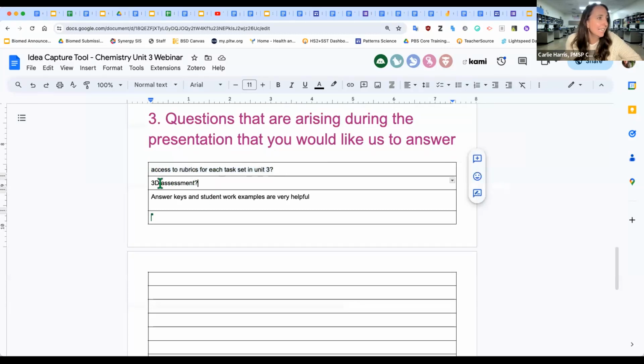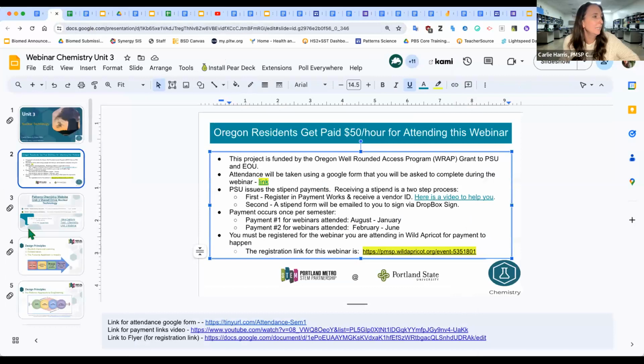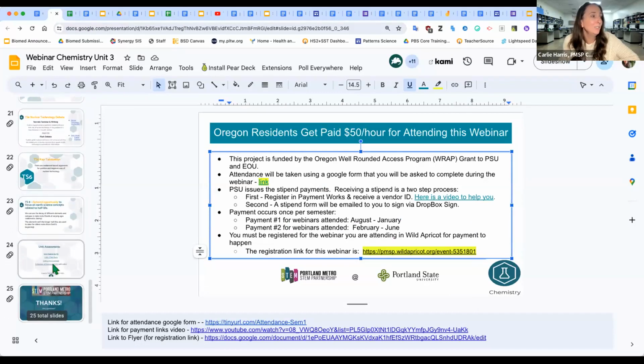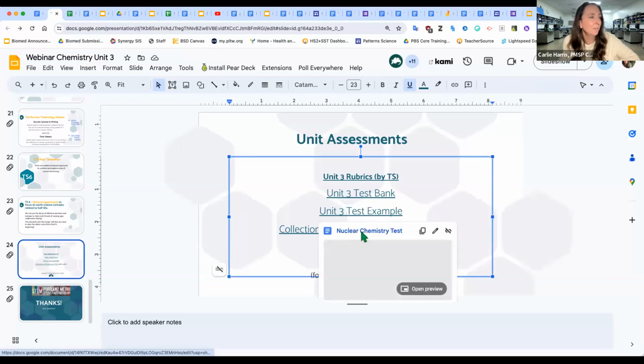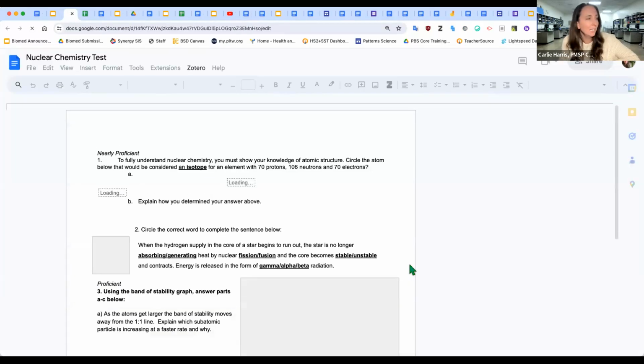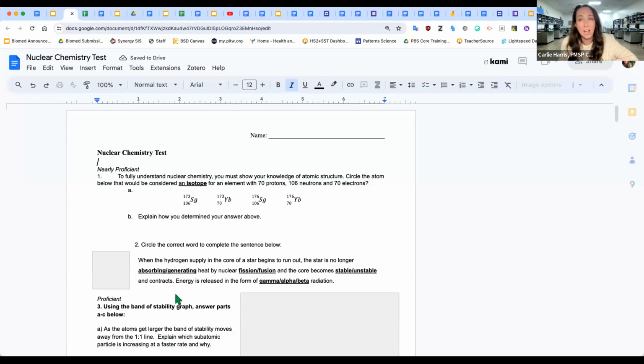3D assessment answer keys. I wrote down the answer keys so that we can see if anyone has them, because some of us might. The 3D assessment, I don't know if that person is still here. I do want to say, Christy, I was trying to find this test example when we were having our conversation last week about 3D assessment.